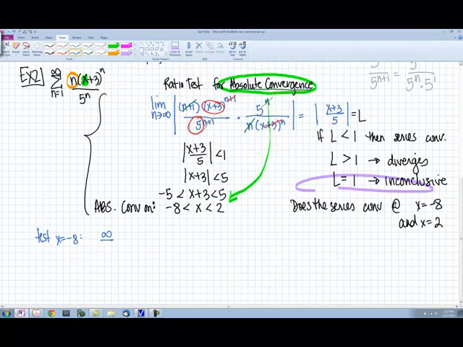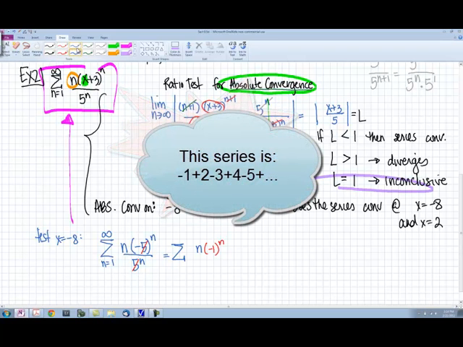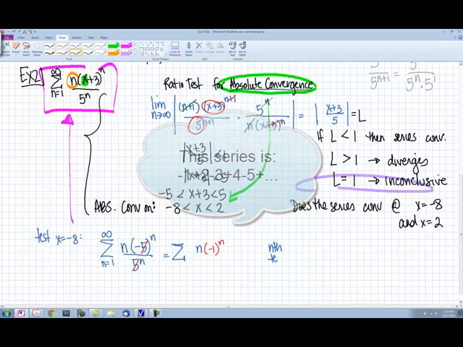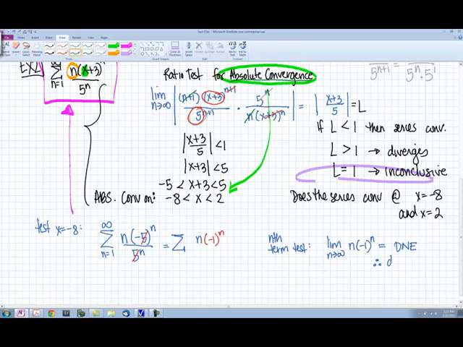By testing that, I mean I'm going to plug into my original series x equals negative 8. So I'm going to have n times negative 5 to the n, and then you have 5 to the n on the bottom. Well, let's clean this up a little bit. Now this is an alternating series because I have a negative 1 to the n power. I'm going to use the nth term test on this. The limit as n approaches infinity of n times negative 1 to the n power is going to not exist. Therefore, our series diverges at x equals negative 8.